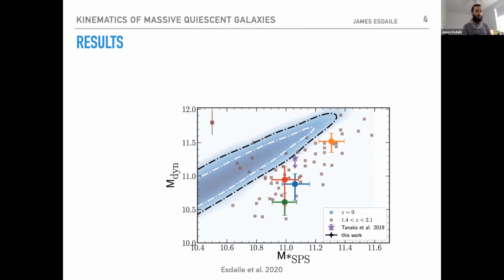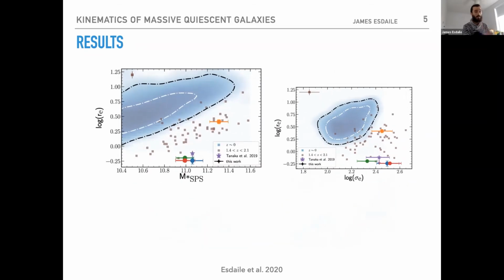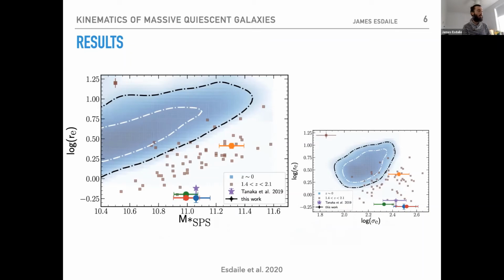That's the initial result, but what we can do is break up these into the different components that go into these dynamical mass measurements and see if there's an evolution that we can see with this population. This is a size mass plot. We can see that even as early as redshift 3.5, these galaxies are very compact, even more so than the redshift 2 galaxies.